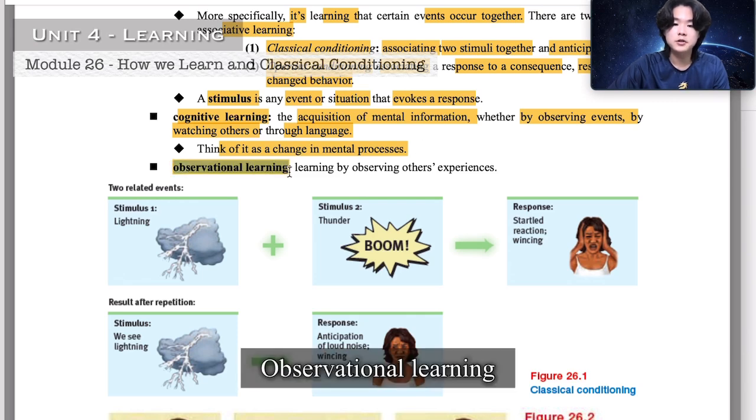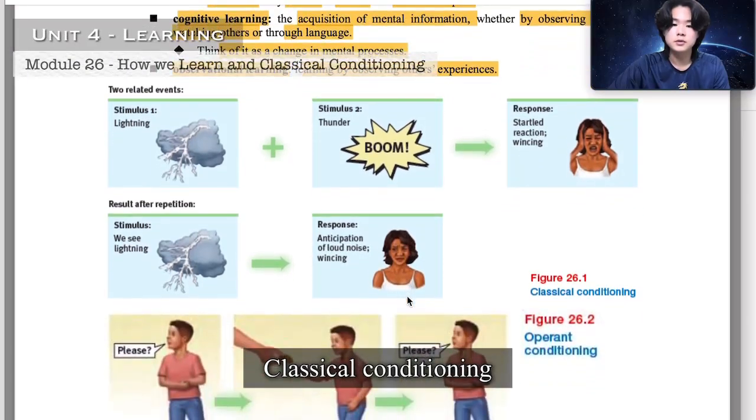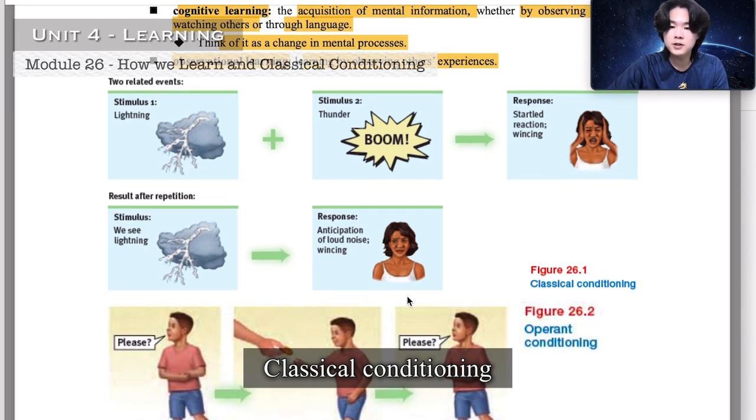And observational learning is learning by observing others' experiences. So let's see this example. There are 2 related events. Stimulus 1 is lightning, and stimulus 2 is the sound of thunder, which goes boom. And the response that you feel would be a startled reaction of wincing, right?